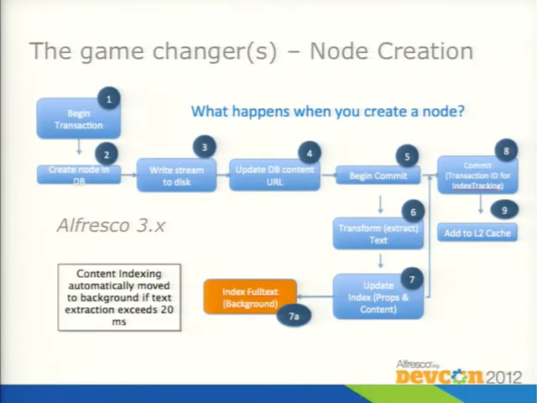If you have been in earlier DevCons, you probably remember these slides already. I'm not going to go too much into the detail of this, but it's more of a visual representation of what changed between Alfresco 3 and 4 in some key operations. In this case it is really the node creation.